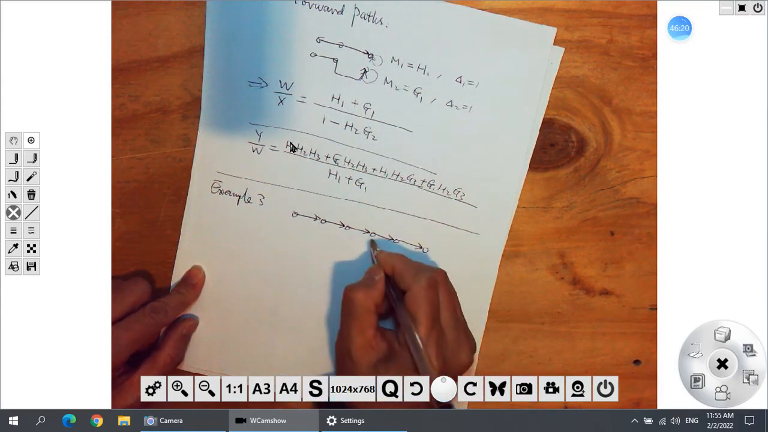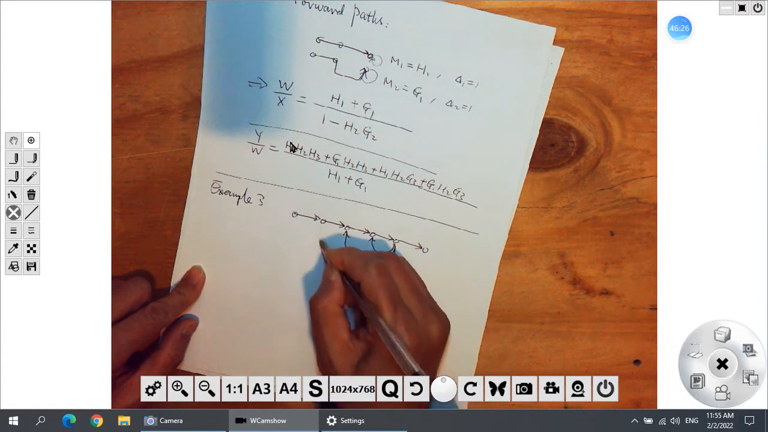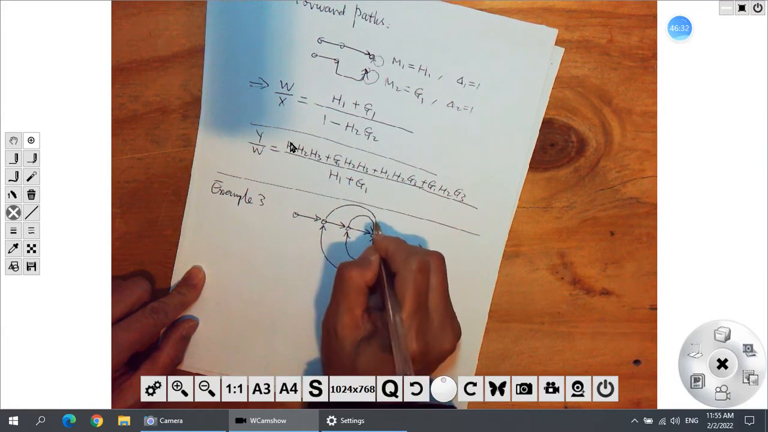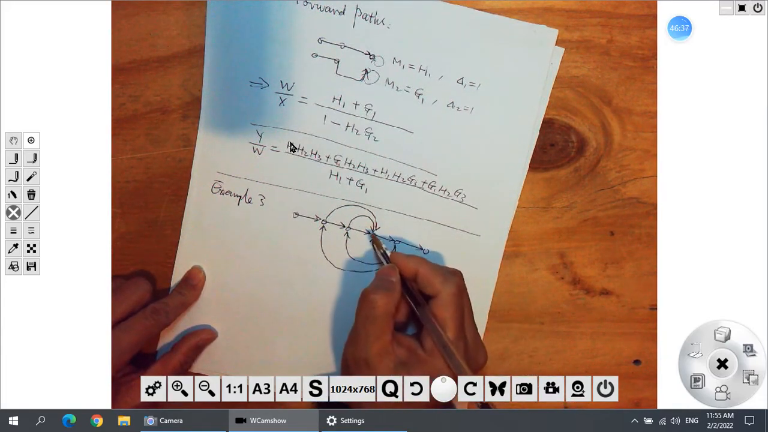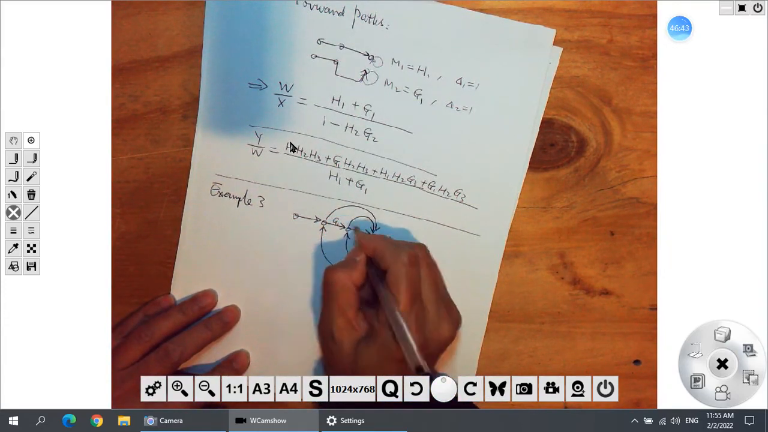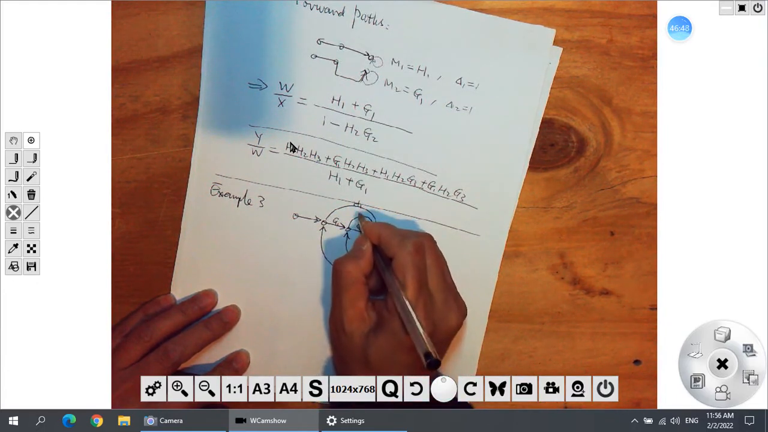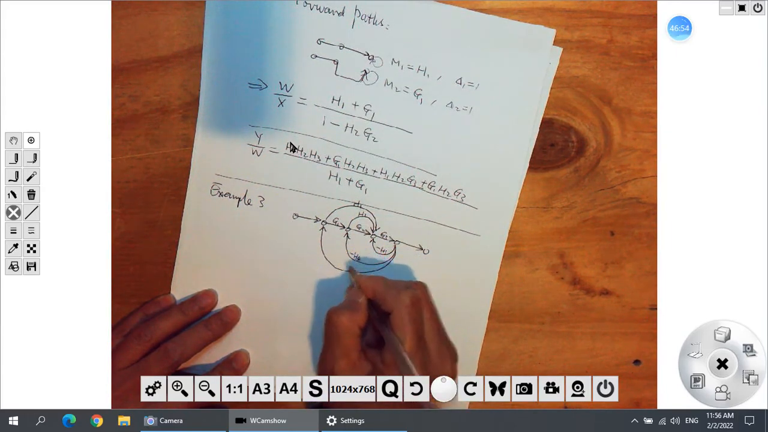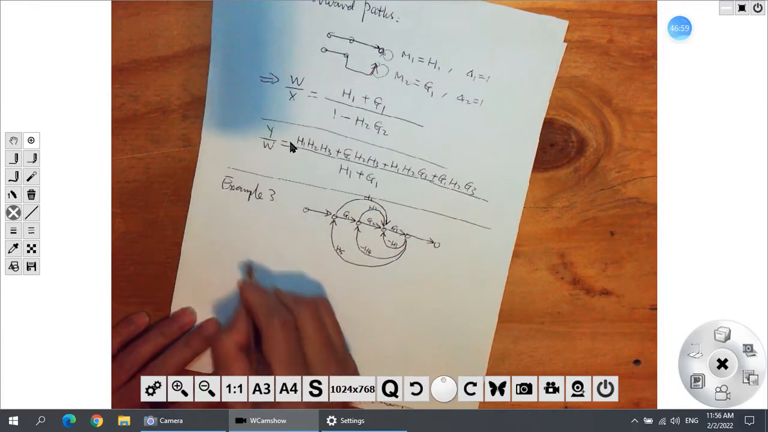I have this one, this one, this one, and this one, and this one. Yeah, like this. I give some letters here. This is G1, G2, G3, and this is H1, H2. This is negative H3, negative H4, and H5. Alright. Then forward path.